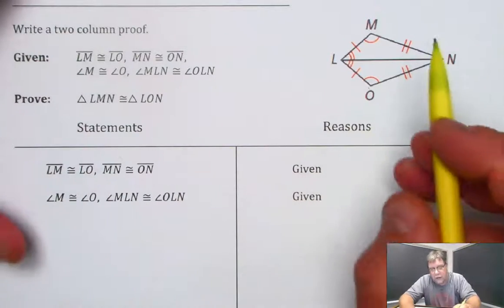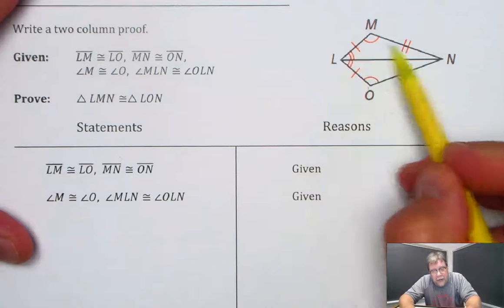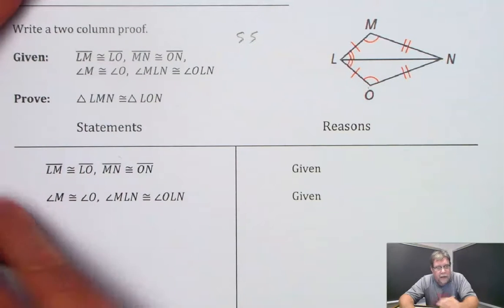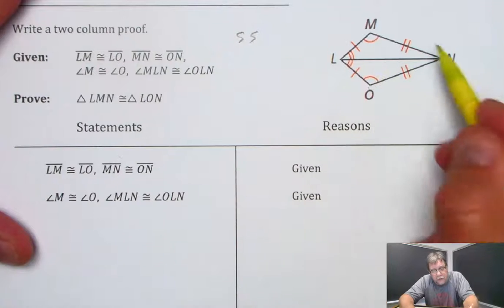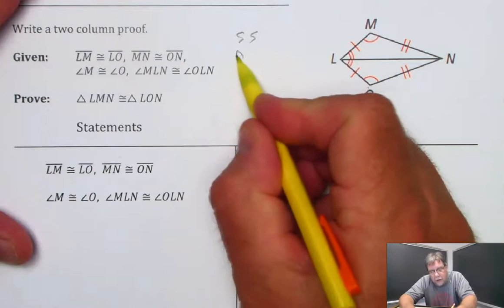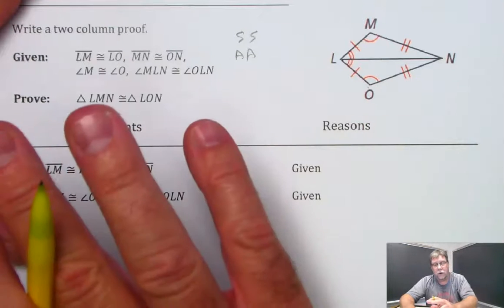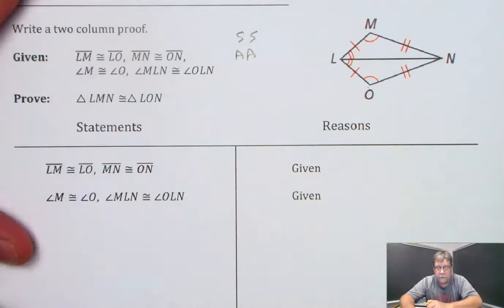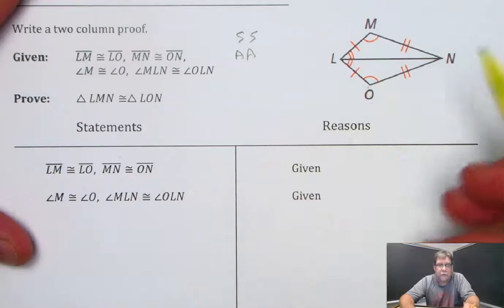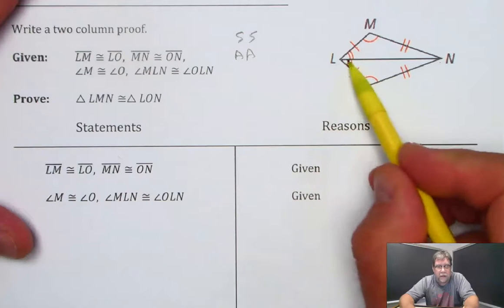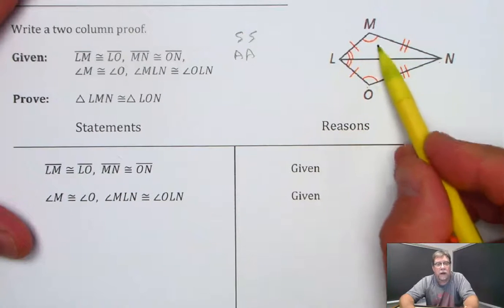Okay, so we have a side and a side marked. So I have 2 sides already marked. I have 2 angles already marked. Can I show another angle congruent? Can I show another side congruent? So the side that's not being shown congruent is LN. But if you look at it, LN is actually a side of both triangles.